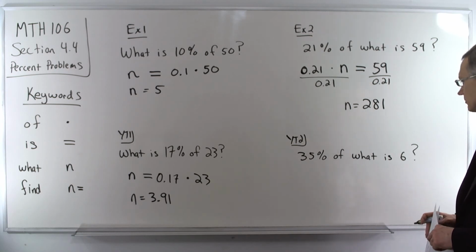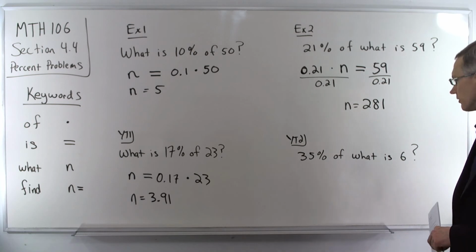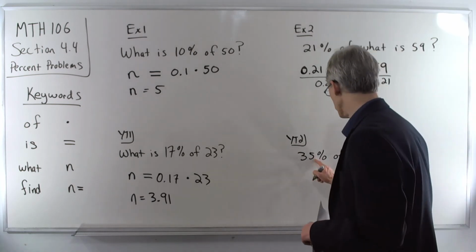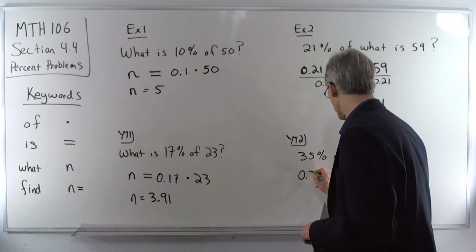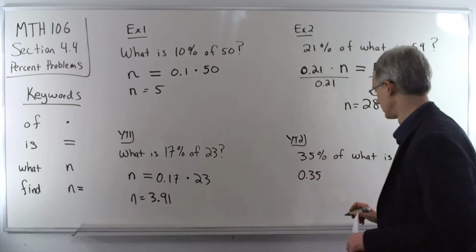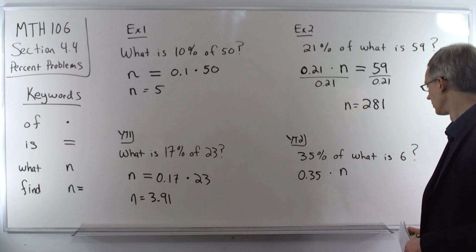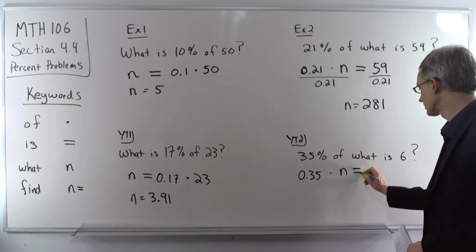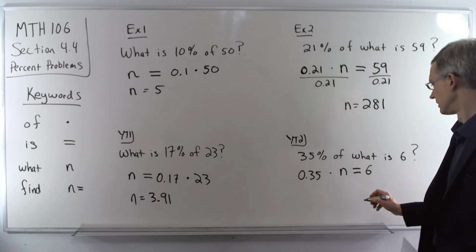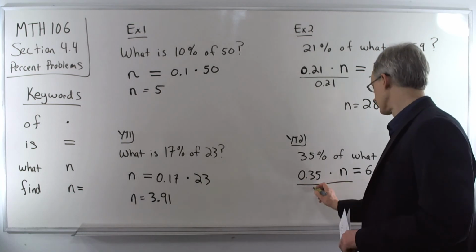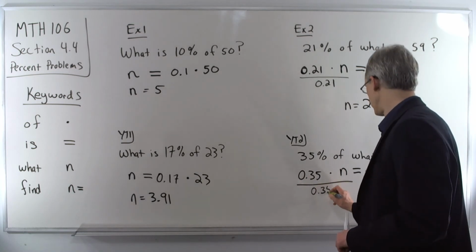Your turn, number 2. 35%. Move it 2 to the left, we get 0.35. Of is multiplication. What's the variable? Is the equal sign, 6. All right, now divide both sides by 0.35.